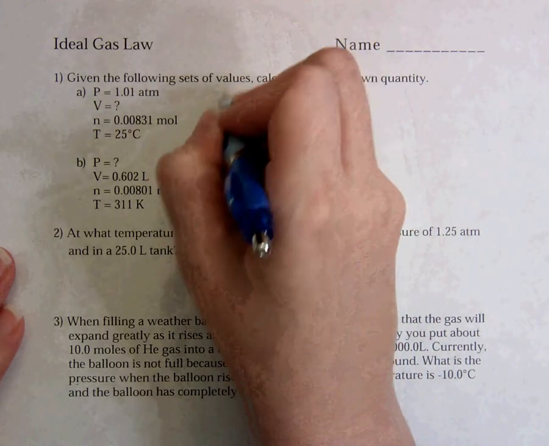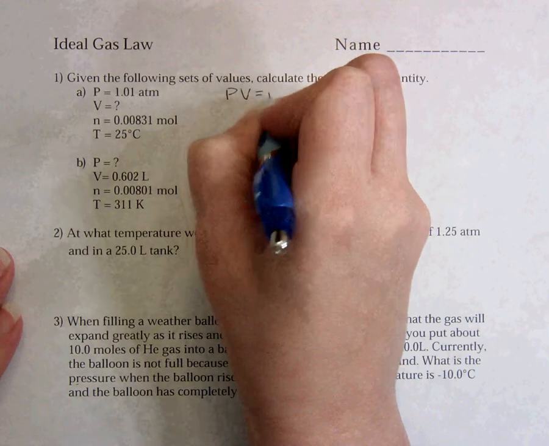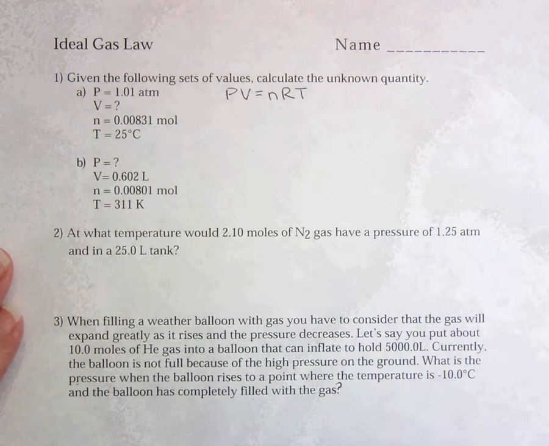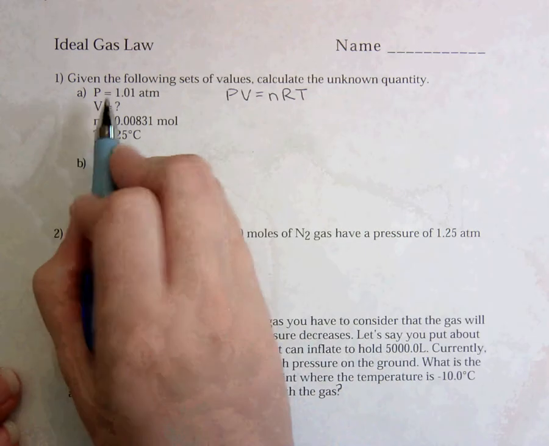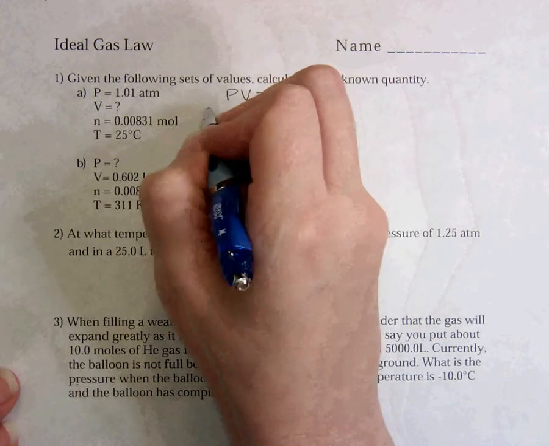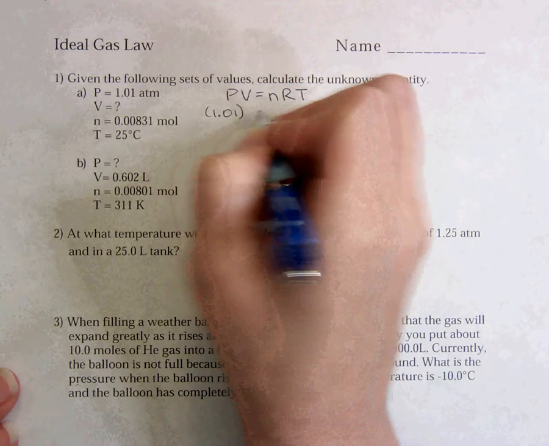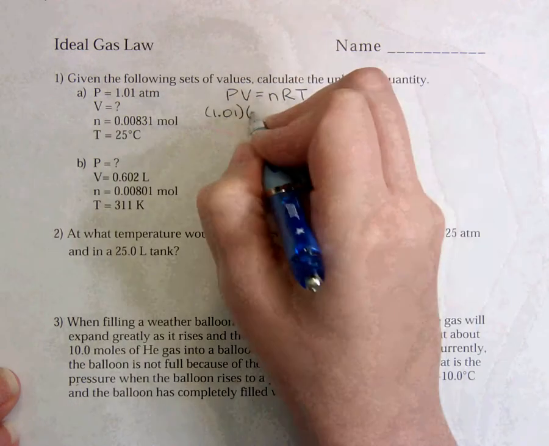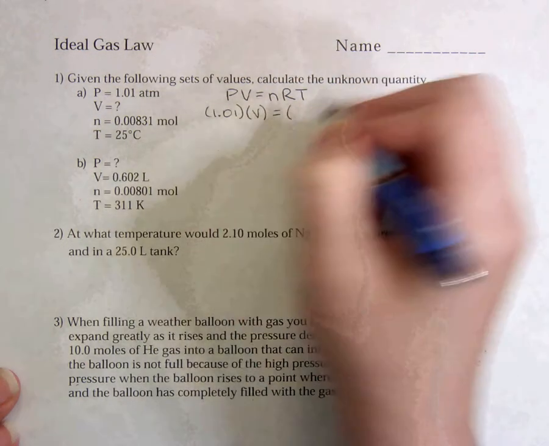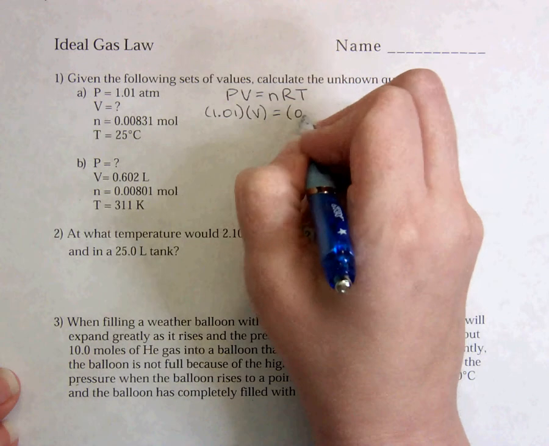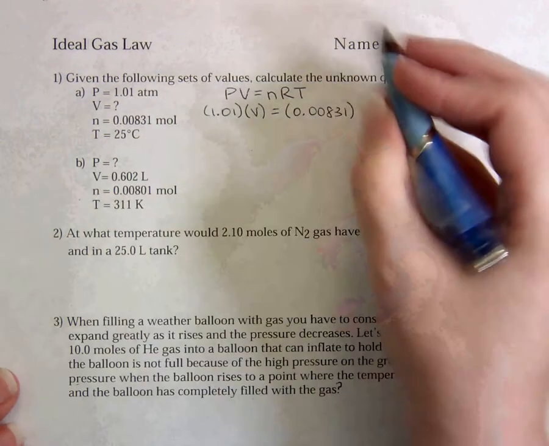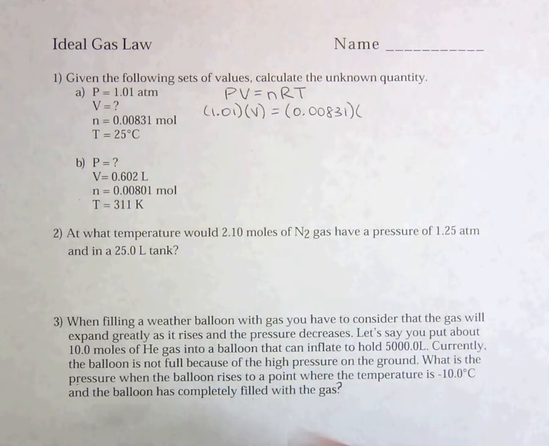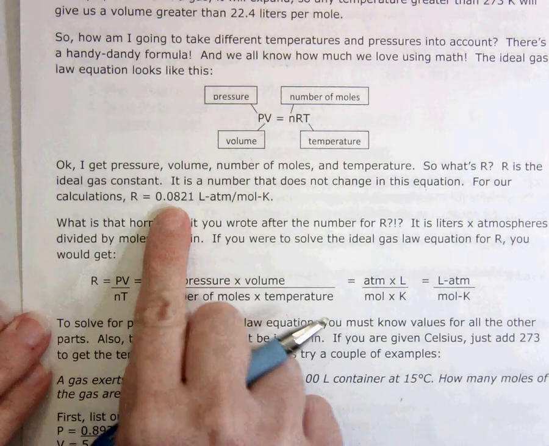I know that my formula is PV equals nRT, so I'm going to write it down. And then all I have to do is plug in the numbers that I know to solve for the one I don't. I know P, pressure, is 1.01, so I'm going to write that down, 1.01, times V. Well, V I don't know, so I'm going to leave it as V, equals n. n is 0.00831 moles. R is my gas constant, so I'm going to use that same number each time. Remember, 0.0821.